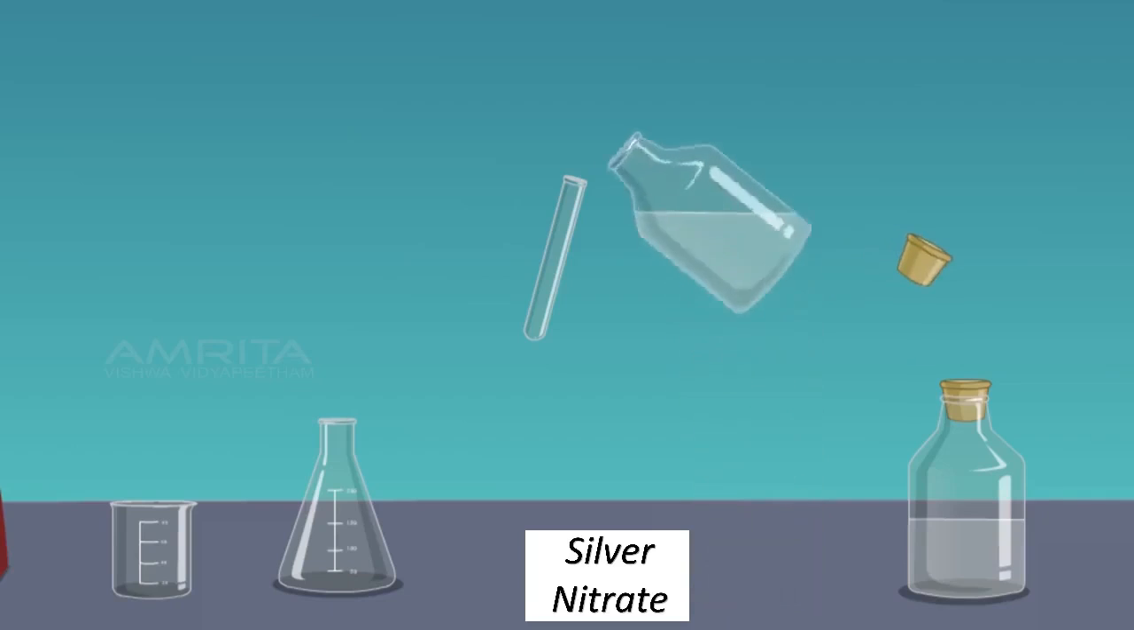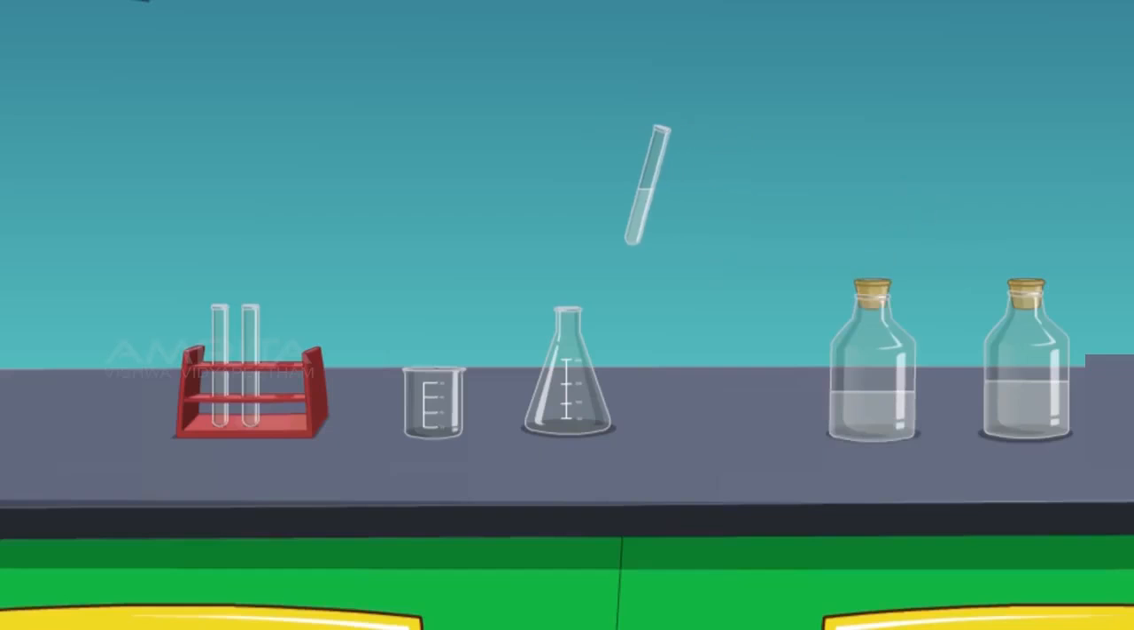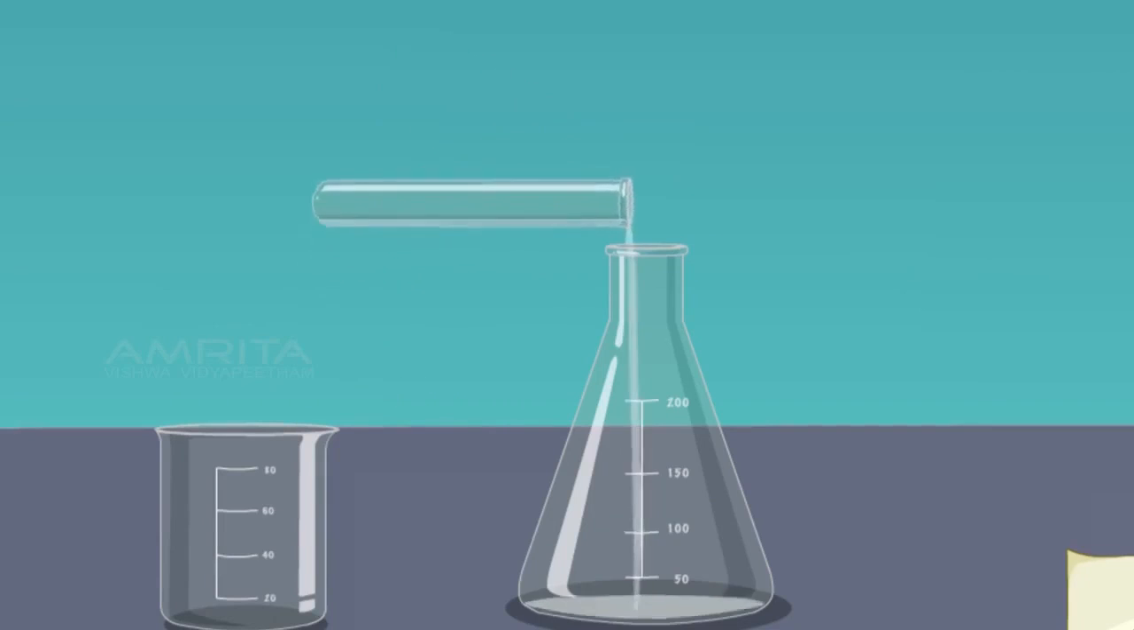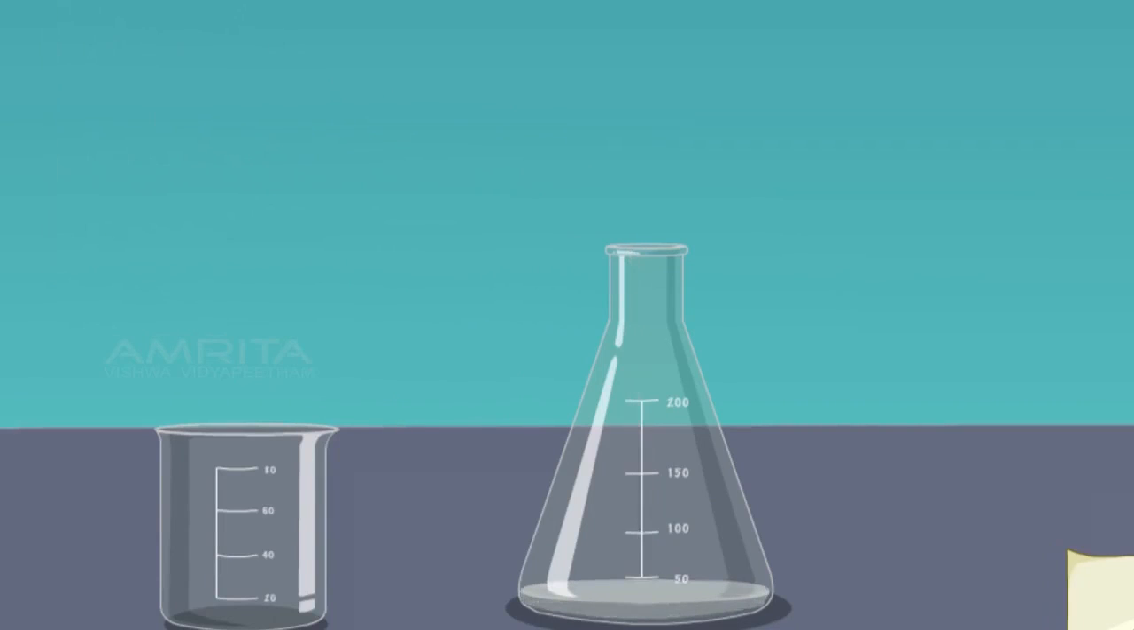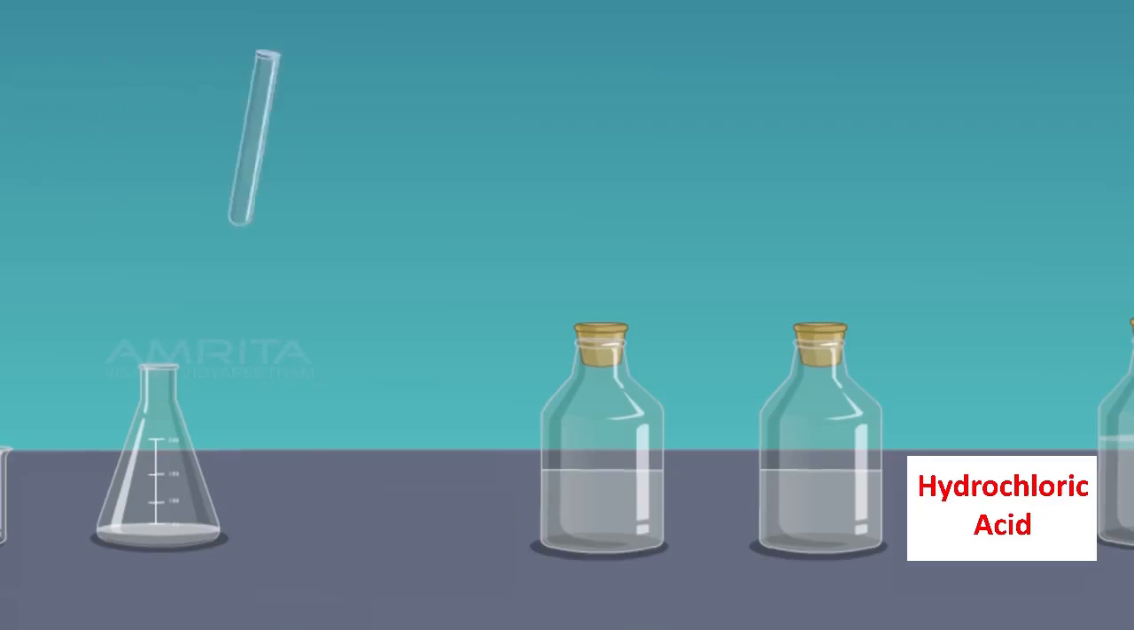Here we go with silver nitrate. Let's put it into our test tube and then transfer it over to our flask. So that is silver nitrate. And we are going to combine this with hydrochloric acid.